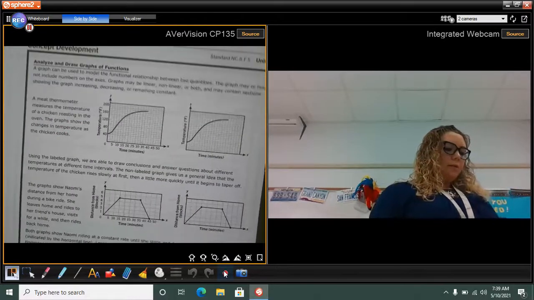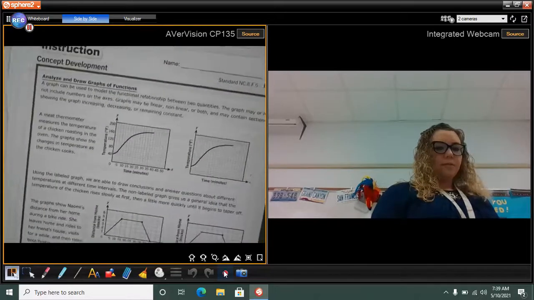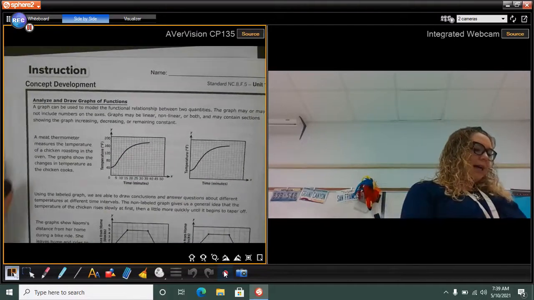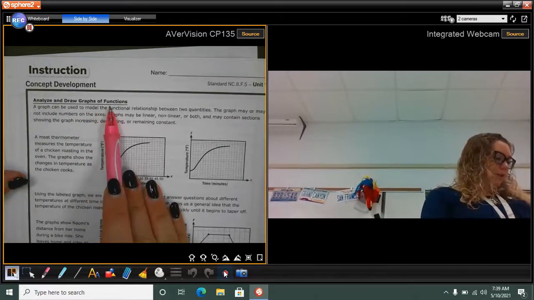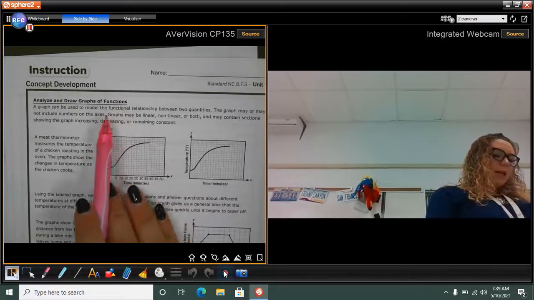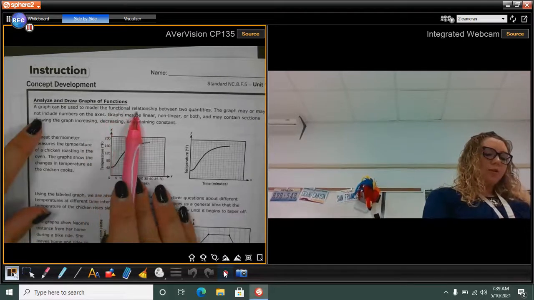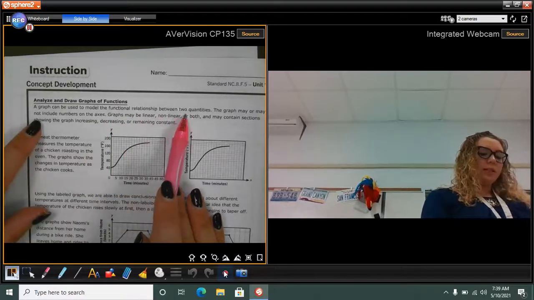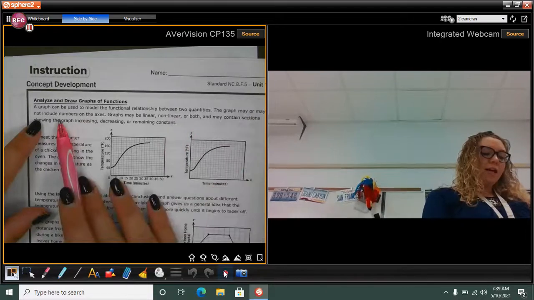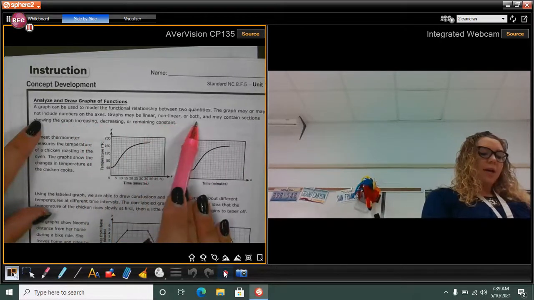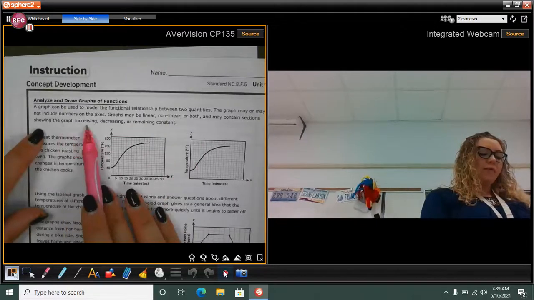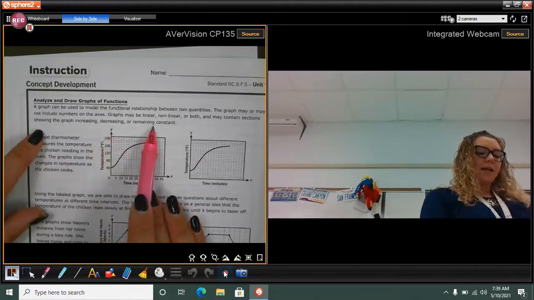Let's move on to this next one. Analyzing and drawing graphs of functions. A graph can be used to model the functional relationship between two quantities. The graph may or may not include numbers on the axis. Graphs may be linear, nonlinear, or both. It may contain sections showing the graph increasing, decreasing, or remaining constant.